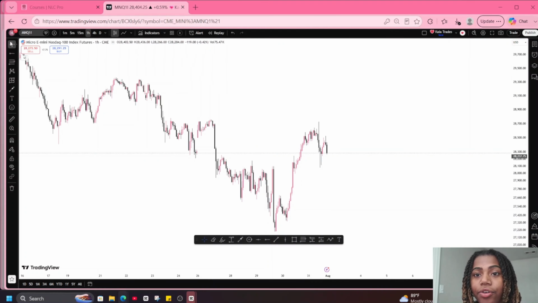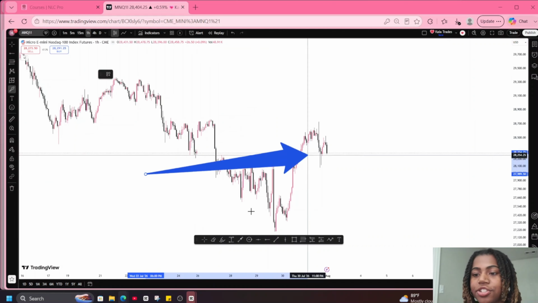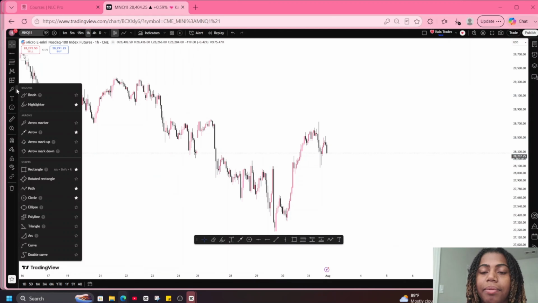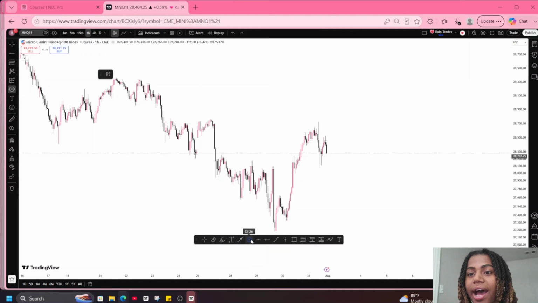This one can be found over here to the left again. 1, 2, 3, 4, 5, 6 columns down, and then we have it right here, the second arrow. There's another arrow here. It's just a bigger arrow, okay? I don't necessarily use that one because I want my charts to look super duper clean. Now let's move on to this next one. We have a circle. I don't use this a whole lot, but I'll use it if I see some sort of important levels, that resistance level and that support level.